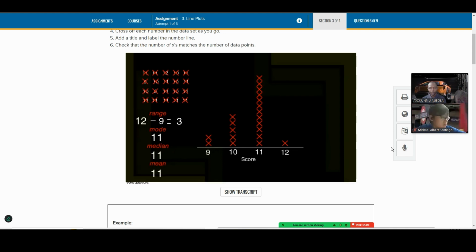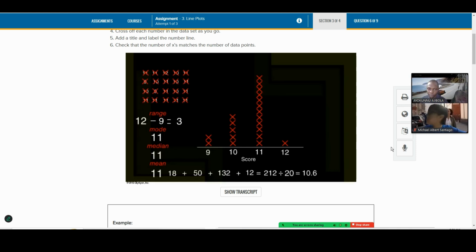The values in the line plot add to 212. There are 20 values in the line plot.